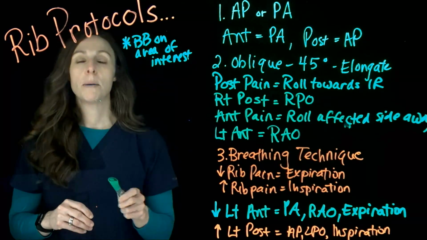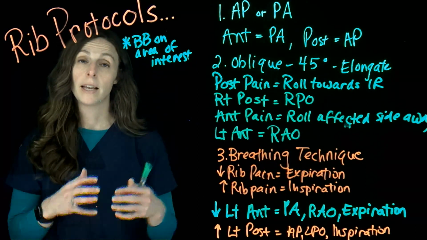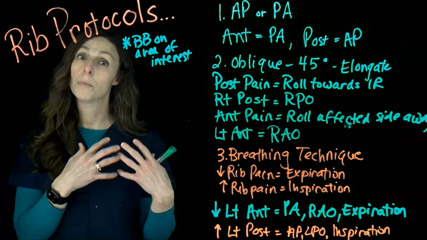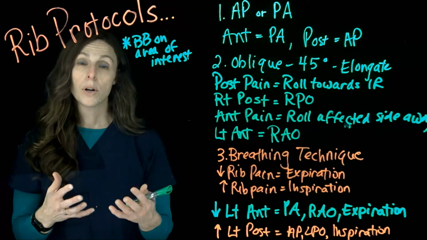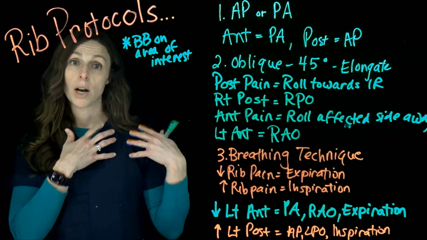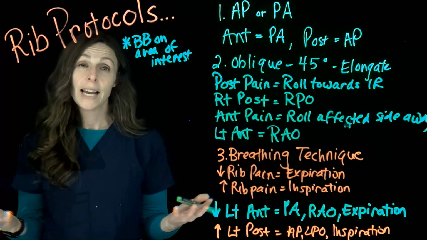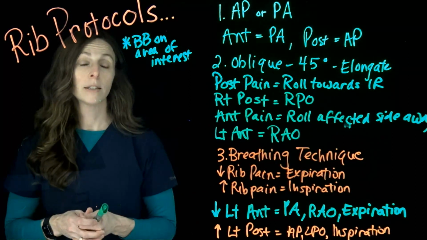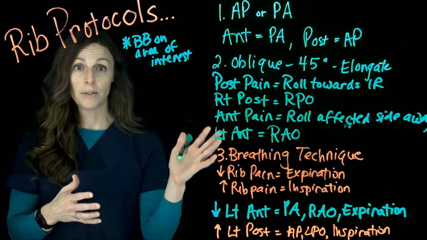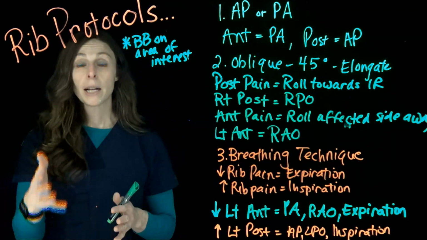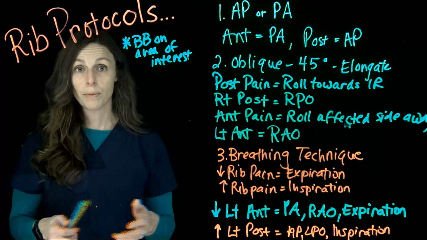The second thing I want to mention is that some departments, even if the patient only has upper rib pain, some protocols or departments will ask you to image upper and lower. And that's okay, that's just their radiologist preference. In lab, we're going to do specifically upper or lower, but at clinicals, you may be asked to do both.